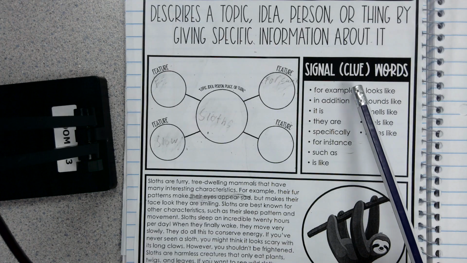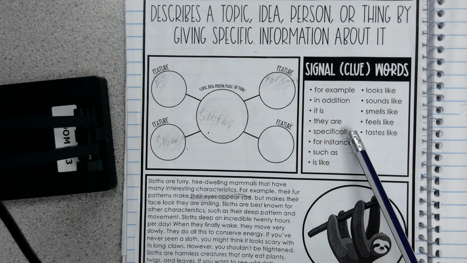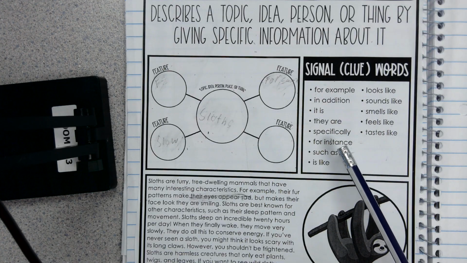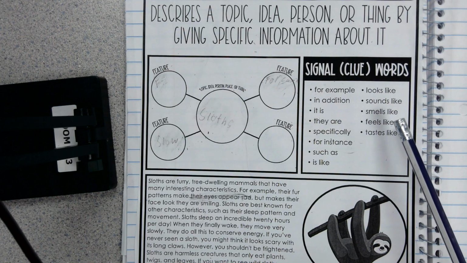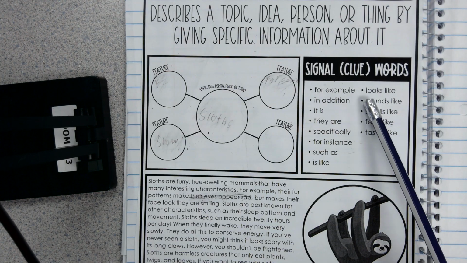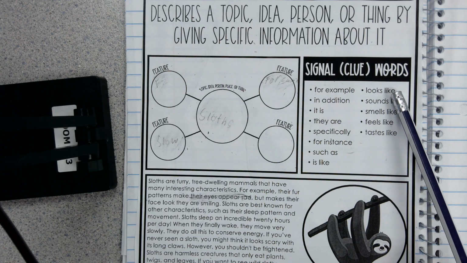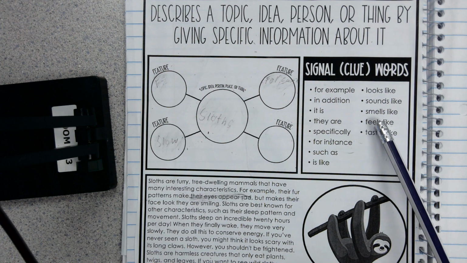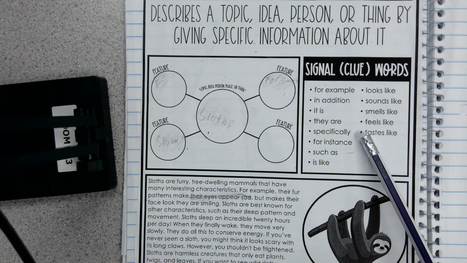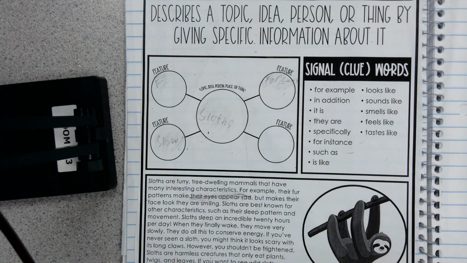So those signal clue words for a description can be, for example, in addition, it is, they are, specifically, for instance, such as, is like, looks like, sounds like, smells like, feels like, tastes like. So yes, we've talked about the brain and how it uses its senses. So if it describes something that uses your senses, like your sight, sound, your hearing, what things smell like, feel like, or even taste like, if it's about food, then it is most likely going to be a description text.